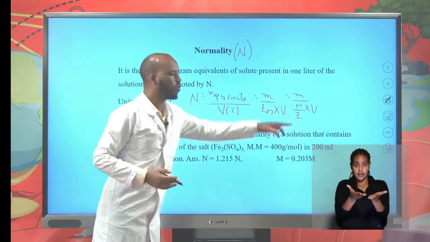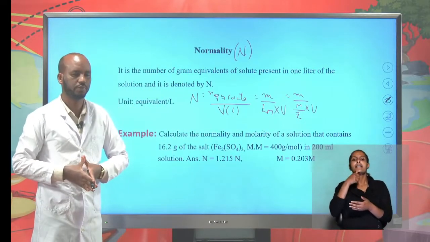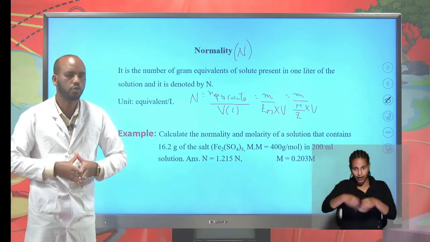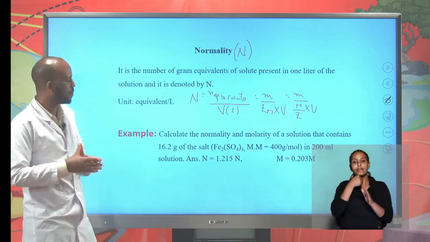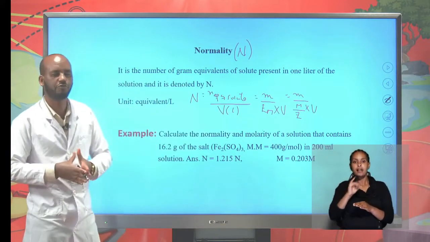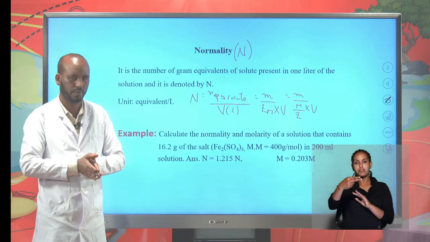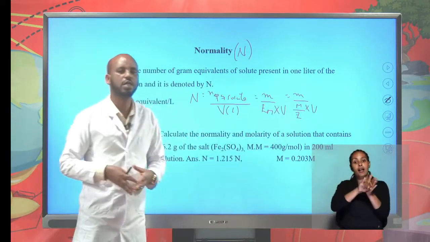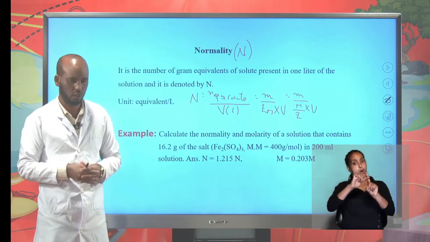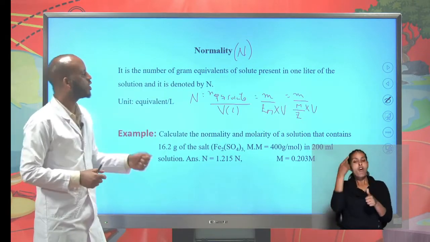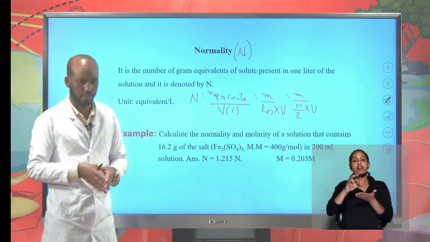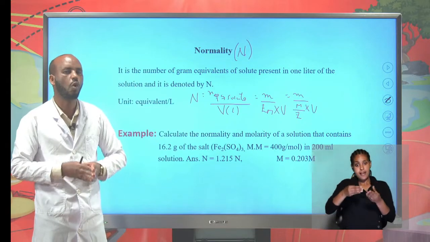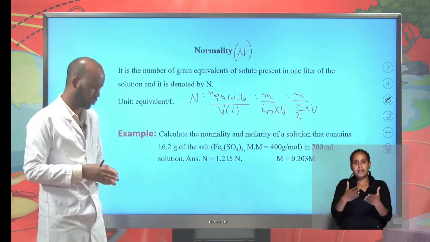Here Z for an acid is the number of hydrogen ions released by 1 formula unit of the acid. For a base, Z is the number of OH minus furnished by the given base. For a salt, Z is the total positive valency. For an oxidation reduction reaction, Z is the total number of electrons gained or released.